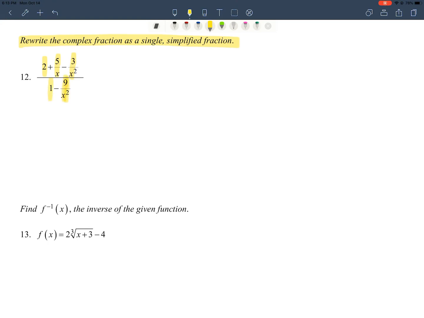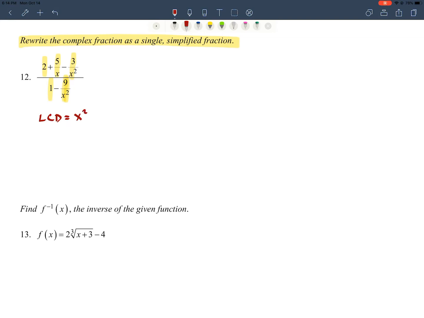So we needed to identify a number that is divisible by all of those denominators. We could call it the least common denominator. That would totally work because that's actually what that number is. But in this case, it looks like our least common denominator would be x squared.